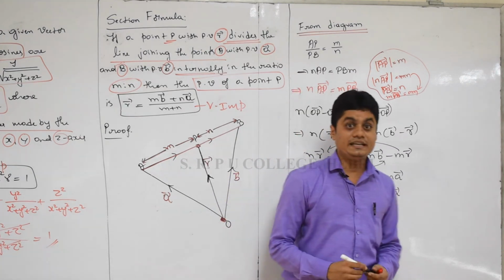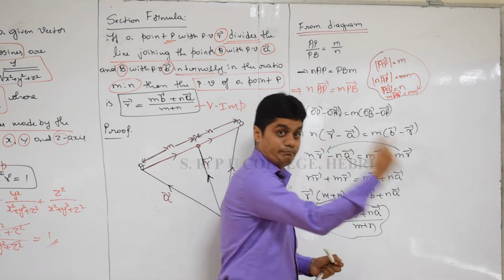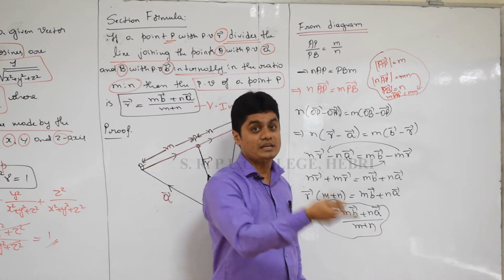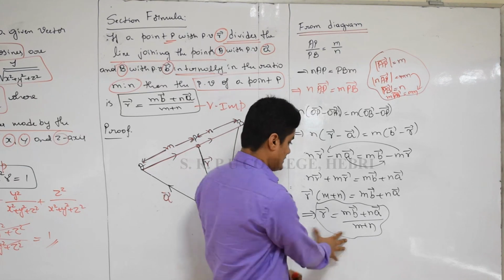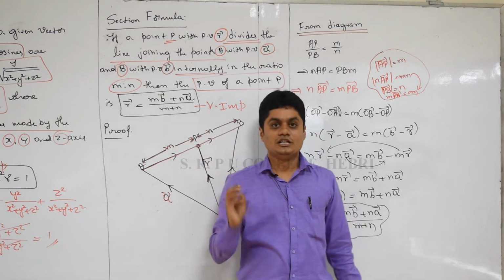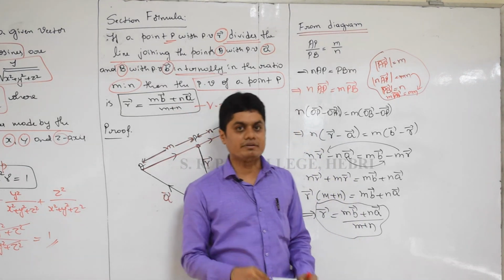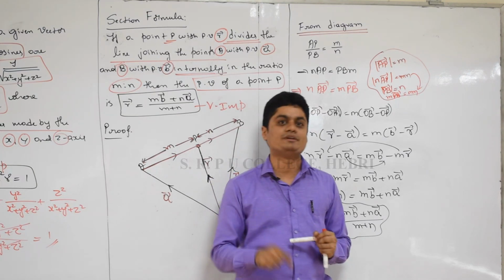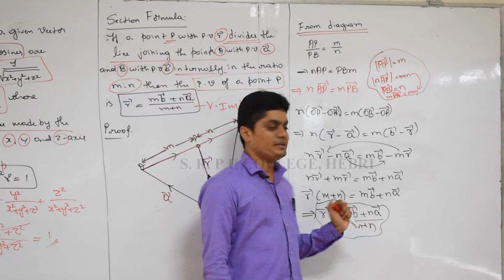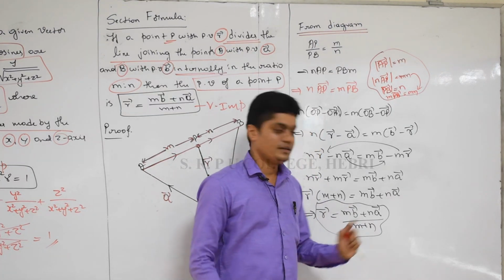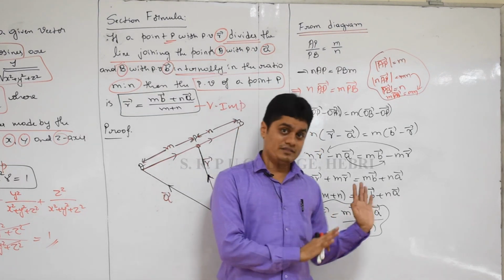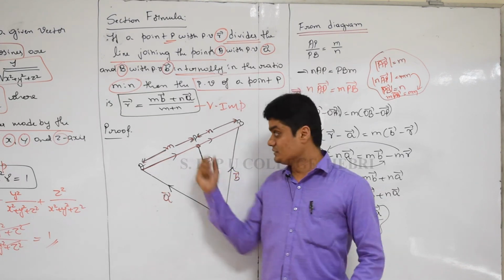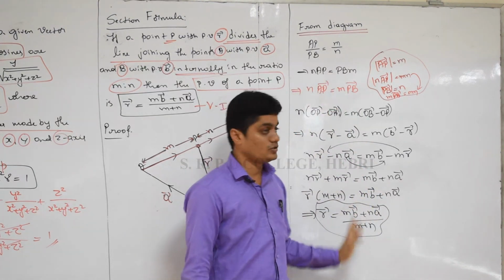Observe carefully: m into B, n into A. If you interchange them it is wrong. It is not m into A, it is m into B and n into A. So this result is asked here. The position vector of the point P which divides the line joining two points A and B internally in the ratio m is to n is (m into B plus n into A) divided by (m plus n). This is an important derivation, and if it is asked in the exam it is for 3 marks. So learn properly and write the proof just like this.